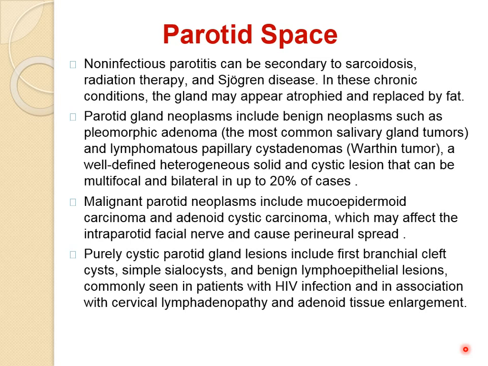Malignant neoplasms include mucoepidermoid carcinoma and adenoid cystic carcinoma, which affect the intraparotid facial nerve and cause perineural spread. Purely cystic lesions in the parotid gland include branchial cleft cyst, simple salivary cyst, and benign lymphoepithelial lesion, commonly in patients with HIV infection, in association with cervical lymphadenopathy or adenoid tissue enlargement. How does the facial nerve exit the skull, through which foramen?